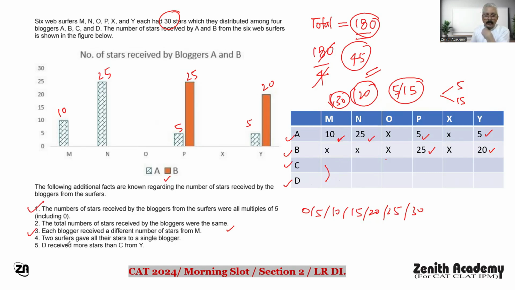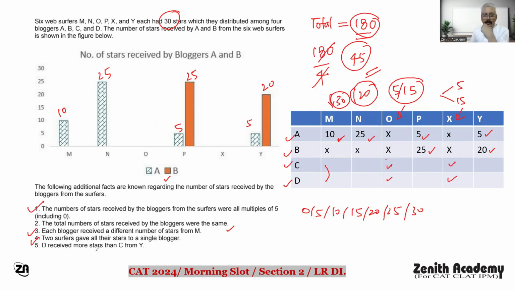Then 4. Two surfers gave all their stars to a single blogger, which means all 30 stars to a single blogger. M is giving 10 to one, so M is not in that category. N is giving 25 to one, so the remaining 5 will go to another. And here 5, 25, 5, 20. So the only two web surfers, O and X, will give all 30 stars to either C or D.